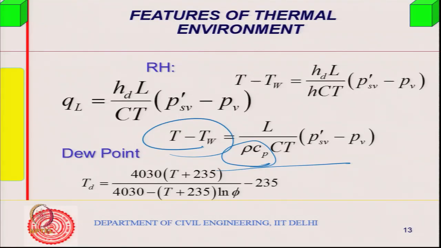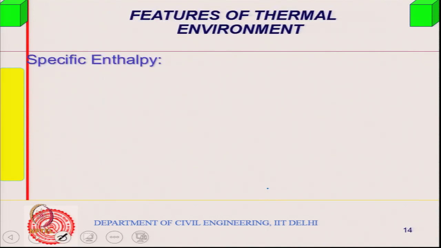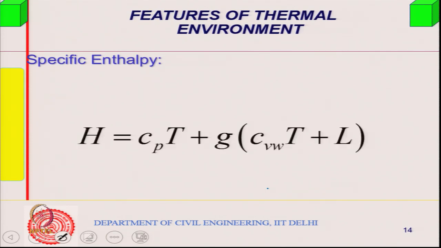So, for dew point, there is an empirical formula like this. I think I will not discuss this much. This is an empirical formula available for dew point, right. So, this is absolute temperature, 40, 30, et cetera. This is relative humidity. So, this is the dew point; I do not think I will be interested further in this at the moment. Now, we define something called specific enthalpy. What is specific enthalpy?